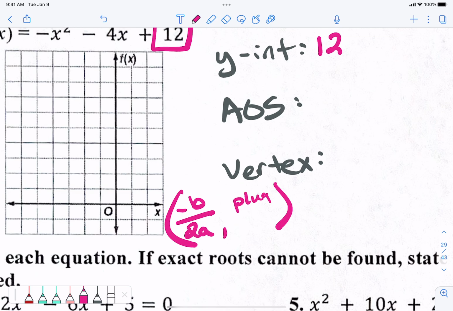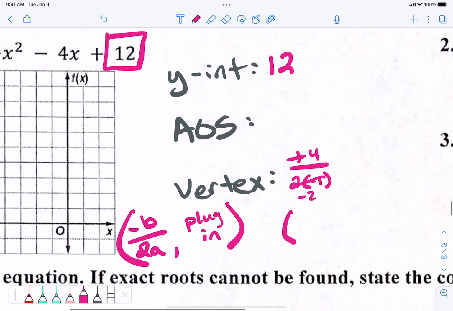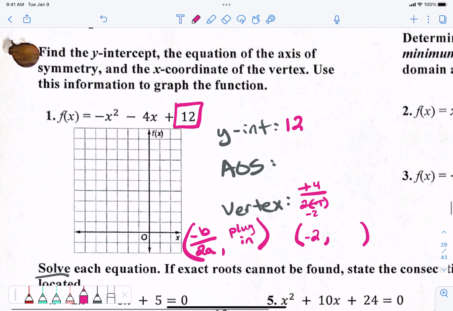Plug that number in to find the second coordinate, the y coordinate, right? So that's how we find the vertex. Okay, let's practice doing that. Negative b will be a negative 4, so positive 4, over 2 times, what's a? Minus 1. Okay, 4 divided by 2 times minus 1 is negative 2. What's 4 divided by negative 2? Negative 2, comma, and then we plug negative 2 back in.